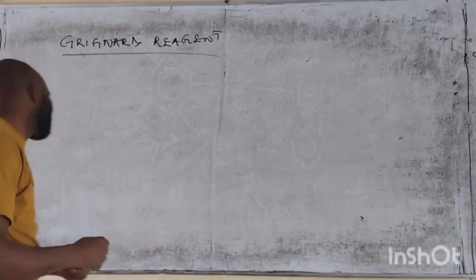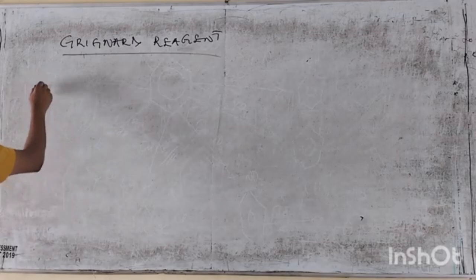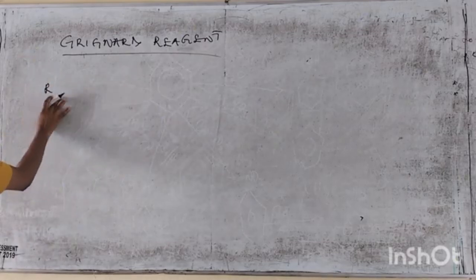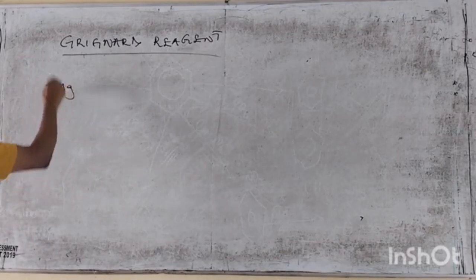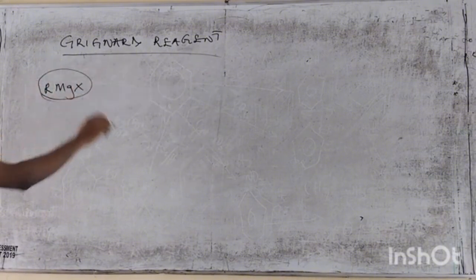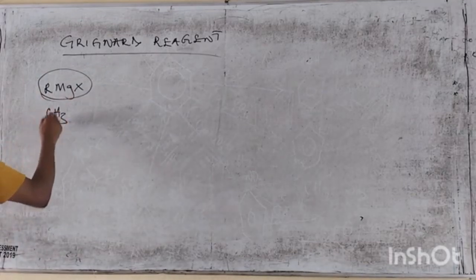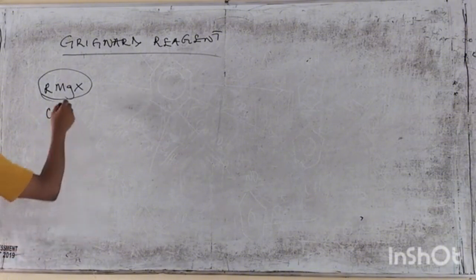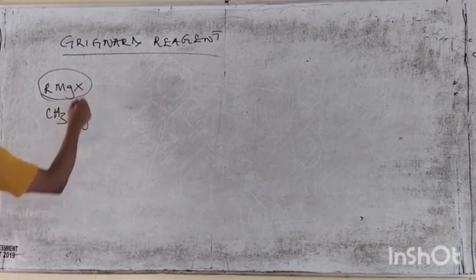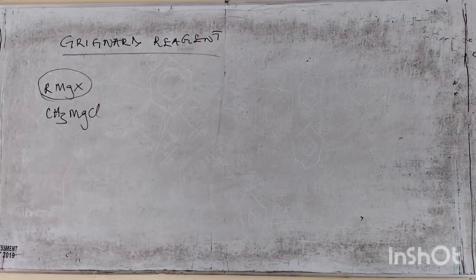Now we have this alkyl magnesium halide. Let's call it X, our Grignard reagent. I will explain this. Now, the R here could be CH3, could be CH3CH2. My magnesium is there. The halide, let's take chlorine. This is a Grignard reagent. We're going to look into its reactions.